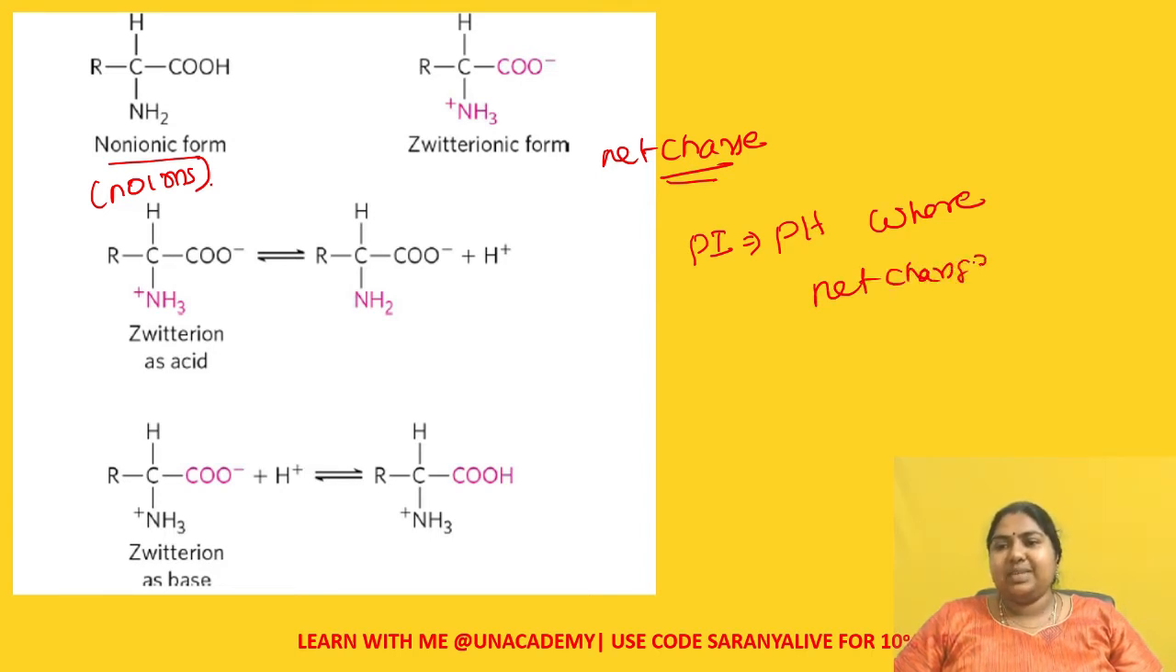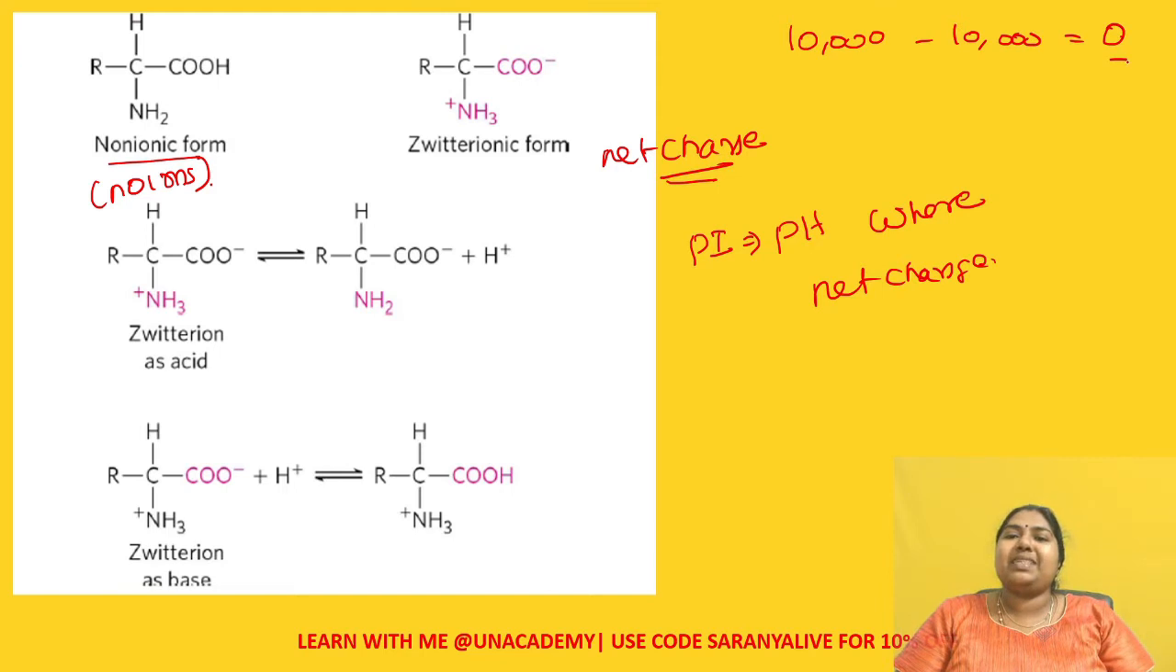So it doesn't mean that you don't have any money, for instance. You earn 10,000, you spend 10,000. So the net money in your hand is now 0. This is going to be the net charge. So this is not equivalent to the non-ionic form. You should remember that.